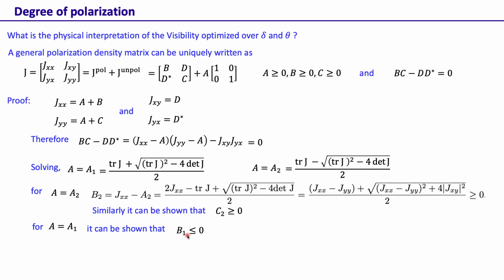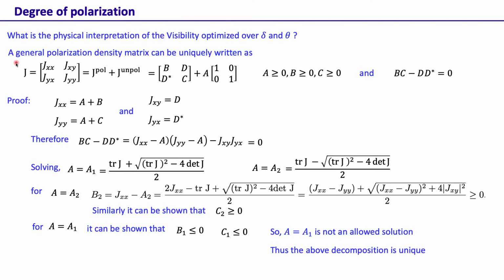But if we take the first solution, A equal to A1, in that case we can also derive the expressions for B1 and C1, the corresponding B and C for this solution, but these B1 and C1 will be less than or equal to 0. But what we need is that B and C have to be greater than 0. So we find that A equal to A1, the first solution, is not an allowed solution. Therefore, this decomposition is unique.